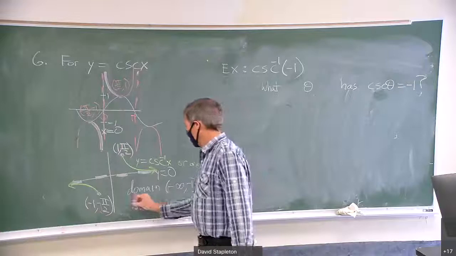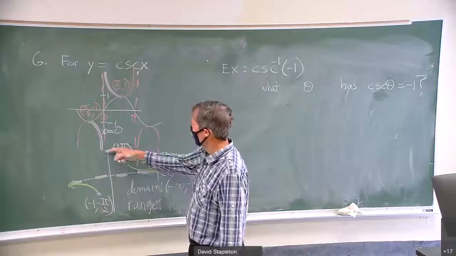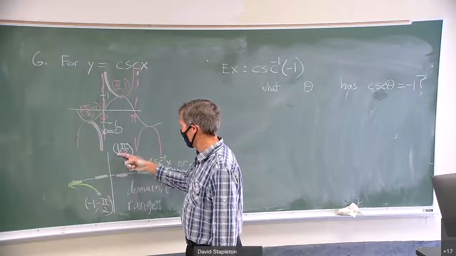Now the range is all the y values of the pink function here, the green function here. You can have any number between pi over 2 and minus pi over 2 except 0, right?